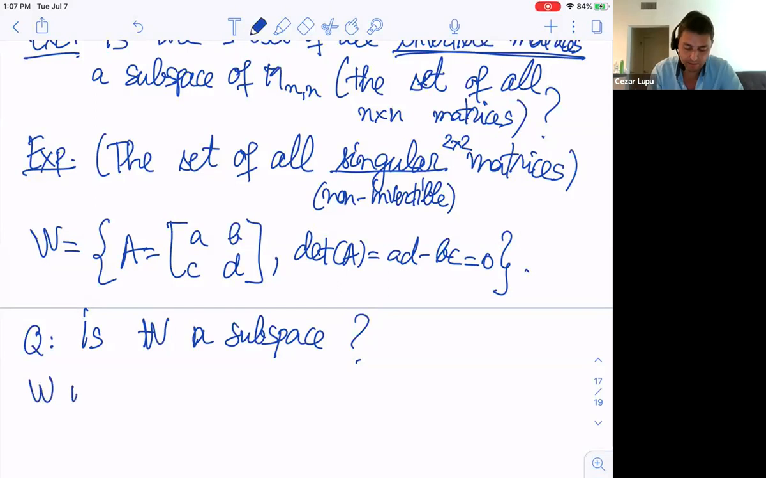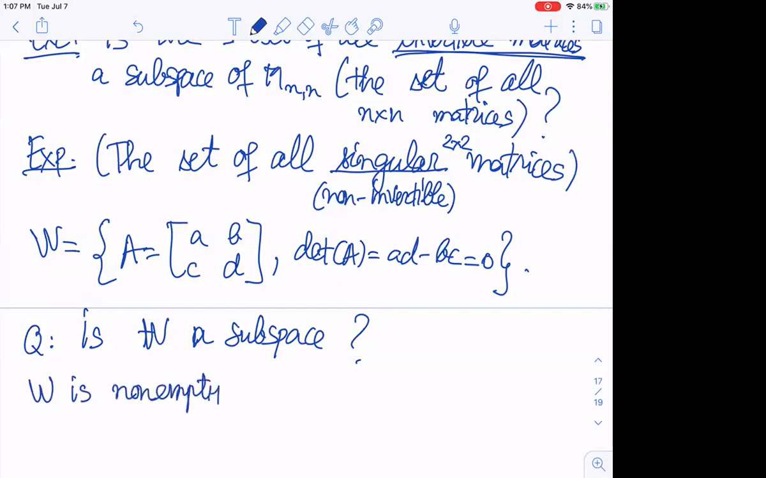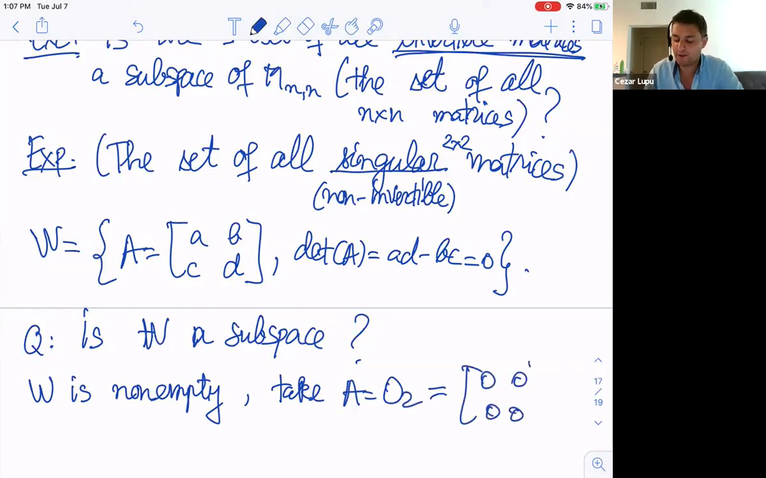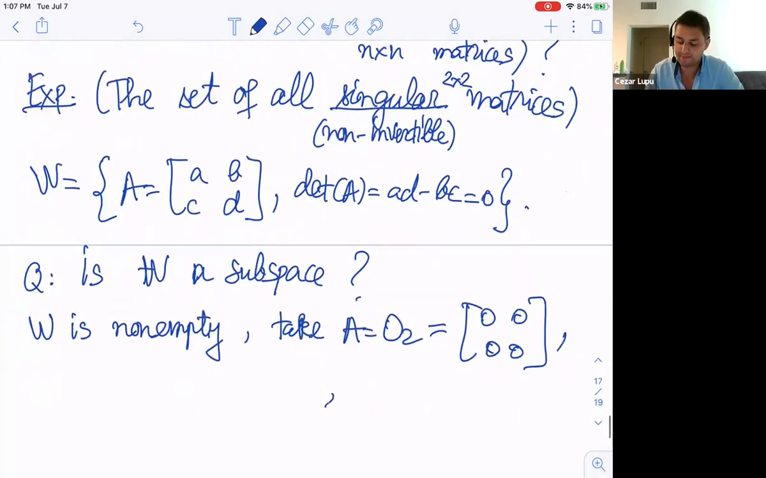Let's say W is non-empty, since we can, for example, take A to be the zero matrix if you want. The zero matrix has determinant 0. Right? There is an element in W, so it is non-empty. That's a very important thing.